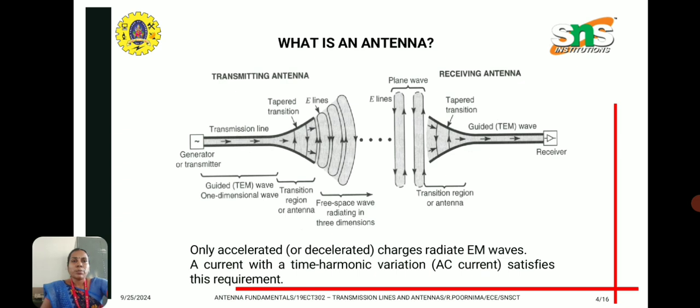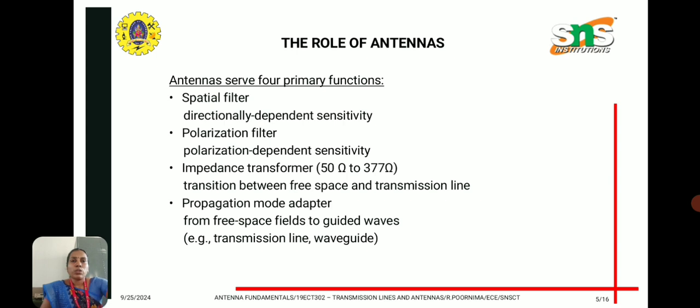Here the transmitting antenna and receiving antenna are illustrated. Only accelerated or decelerated charges radiate electromagnetic waves. A current with a time harmonic variation, AC current, satisfies this requirement. A generator or transmitter is used, and the guided electromagnetic wave is transmitted to the transmission line, and the transition region is the antenna, with the free space wave radiating in all three dimensions. Similarly, at the receiving antenna, the plane wave is received and given as a guided wave to the receiver.